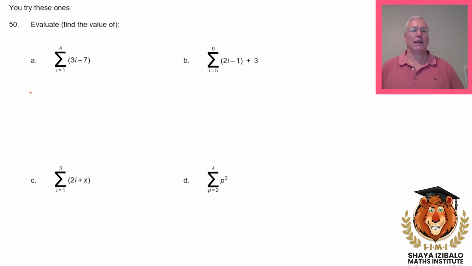So the first term here is going to be 3 times 1, 3 minus 7, negative 4. The next one, 3 times 2 is 6, take away 7, negative 1. Notice the plus because we are adding. The next one is going to be 3 times 3, 9 minus 7 is 2. And the last one is going to be 3 times 4, 12 minus 7 is 5. Those are the terms. Notice that there are only 4 of them, and that's because i runs from 1 to 4.